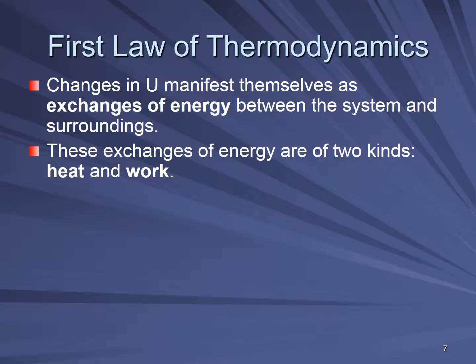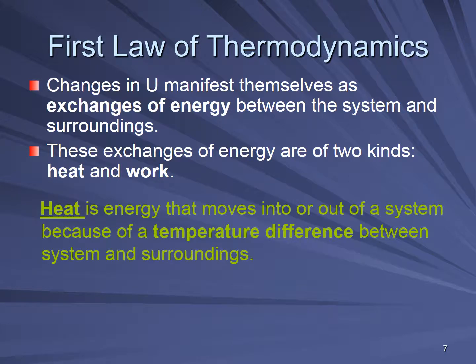All right, so again, changes in the internal energy show themselves as exchanges of energy between the system and surroundings. And like we said, these exchanges are of two kinds, either heat or work. So remember, this is from chapter 6. Heat is energy that moves into or out of a system because of a temperature difference between the system and surroundings. So heat is just energy moving because of temperature differences.